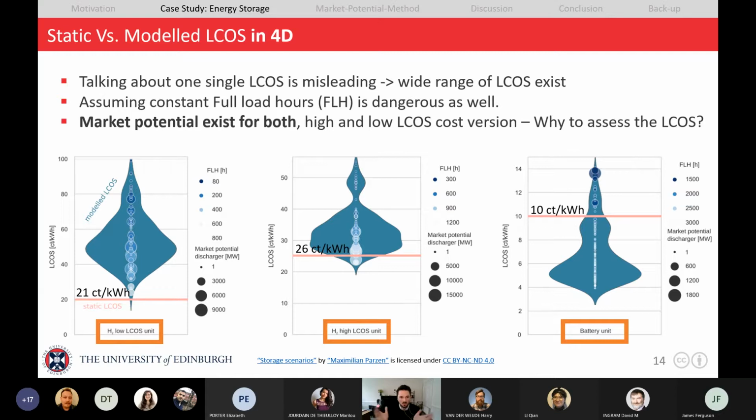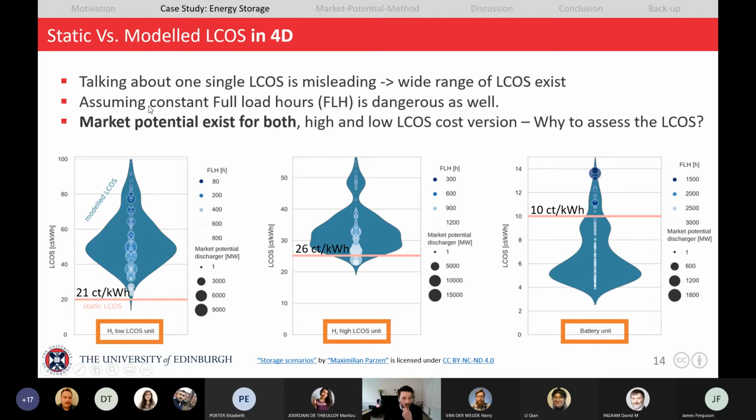So we optimized something, received some capacity out of that. And this capacity indicates that this technology helps to reach the minimum cost in the system. So basically all these bubbles here are the optimized capacity, okay? And it also shows the different full load hours, which is this color gradation. And what we see is that a single LCOS is not really a good assumption. We have a wide range in all technologies.